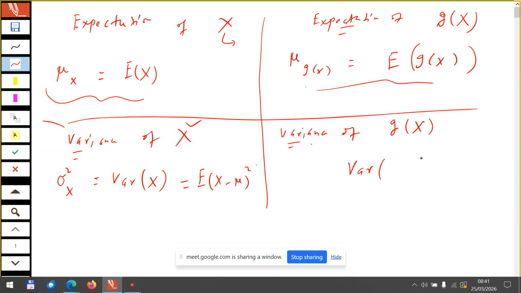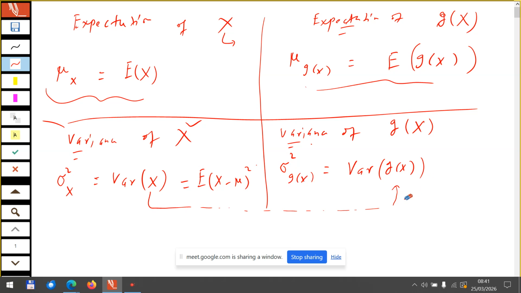Variance of, what should I write instead of x? Tell me. G of x. Yeah, this will be g of x. And what should I do here? Sigma squared g of x. You see, that's the advantage of using this subscript.